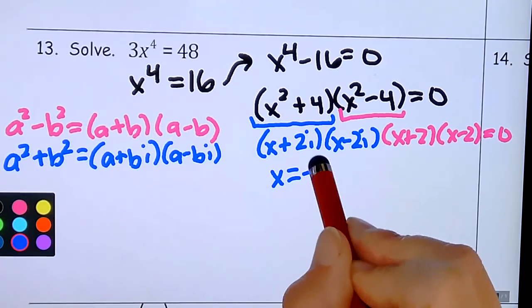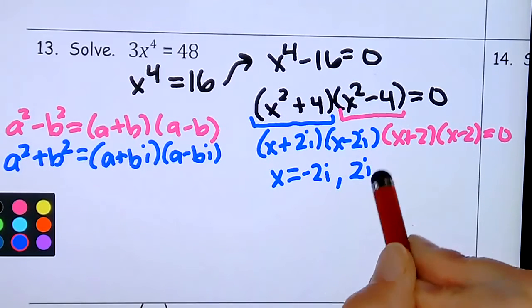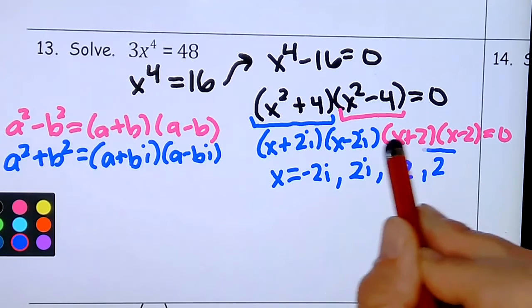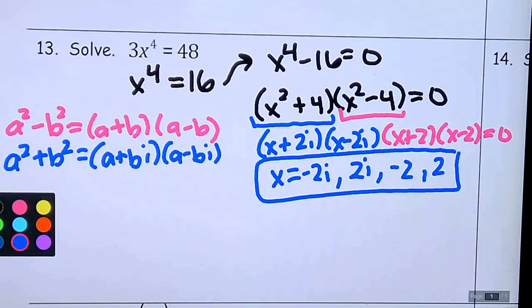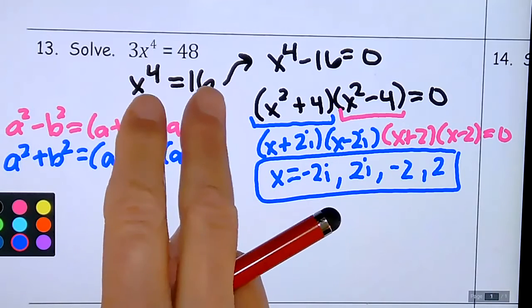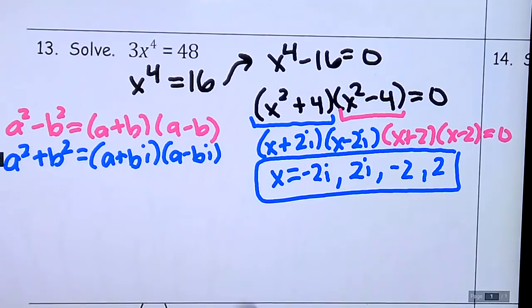X equals negative 2i, positive 2i, negative 2, positive 2. And here are my 4 solutions. Okay, so you want to recognize that this is a difference of two squares that I can write like this, and I should be getting 4 answers.